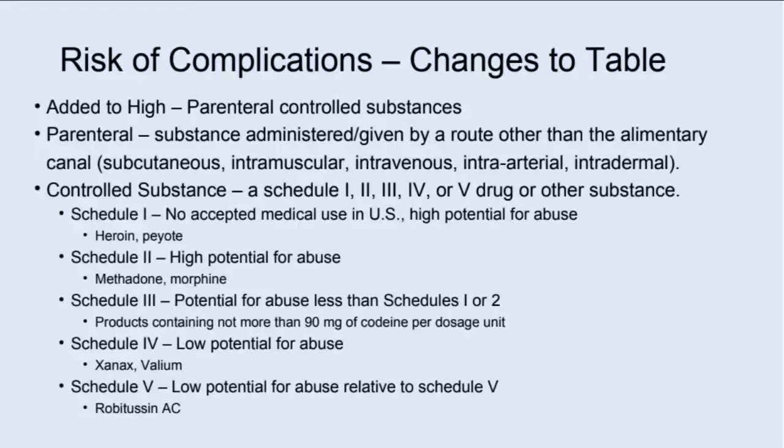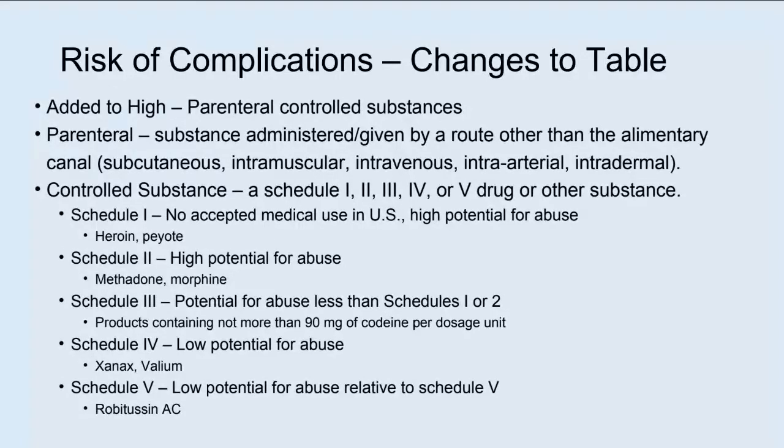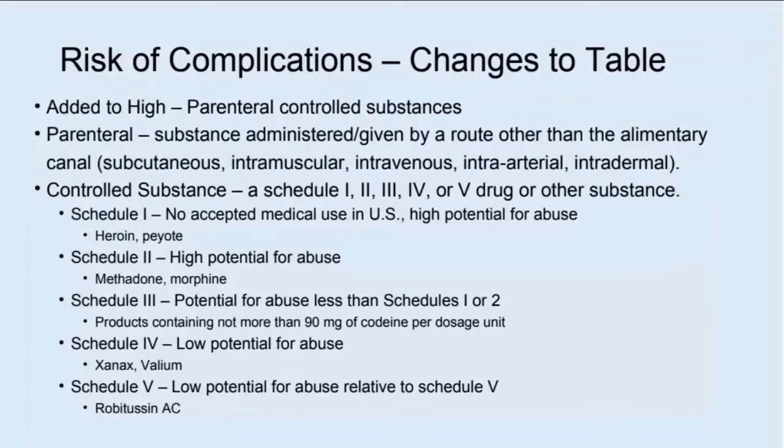Now they've made changes to the table for the risk element. Added to the high risk column was parenteral controlled substances. So let's look at the definitions of controlled substance and parenteral. So this is added to high risk. So parenteral, you should probably know, means substances administered by a route other than the alimentary canal, outside the gastrointestinal system. This could be subcutaneous, intramuscular, intravenous, intraarterial, intradermal, etc. But what is being administered is a controlled substance.